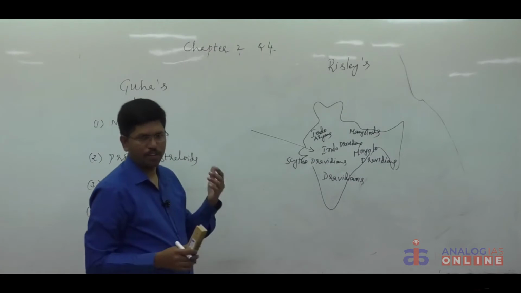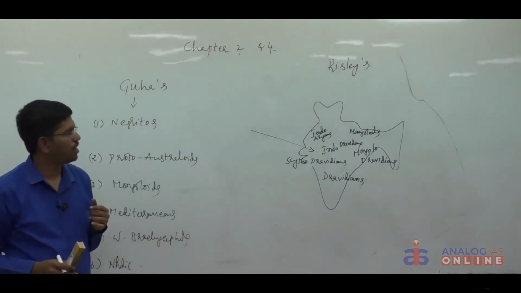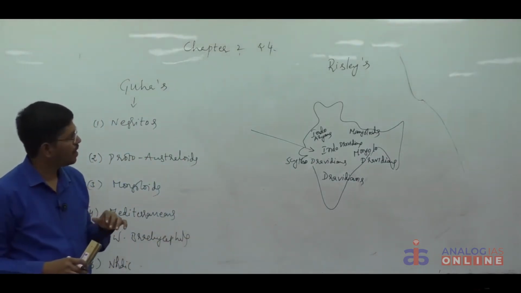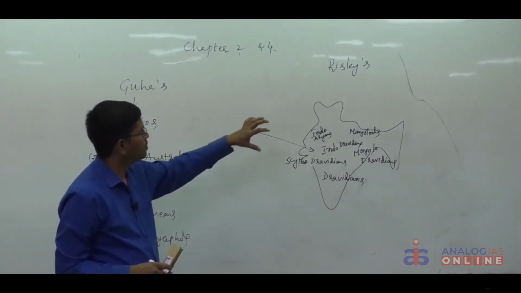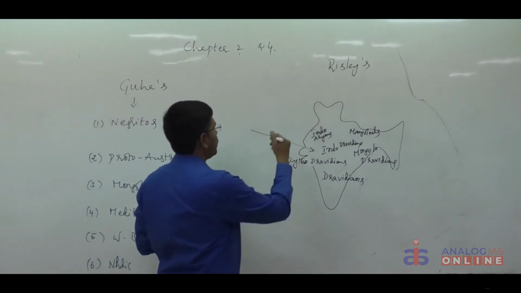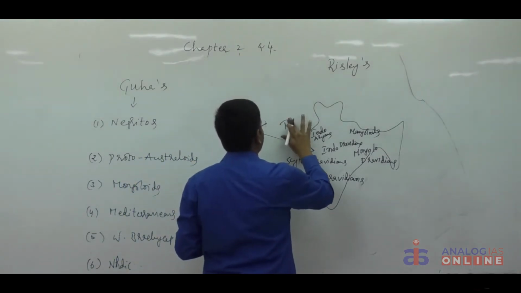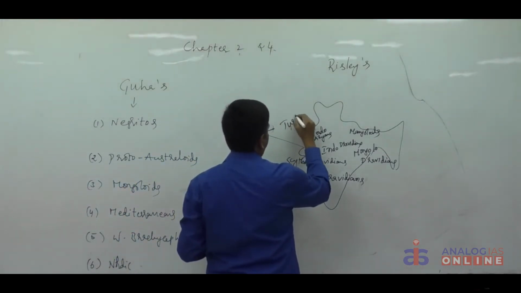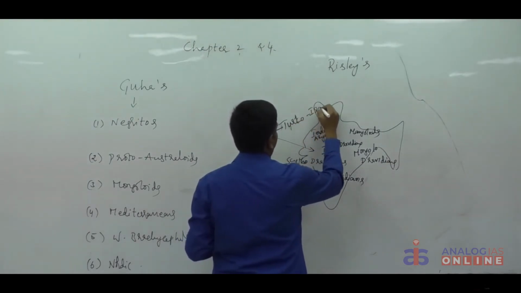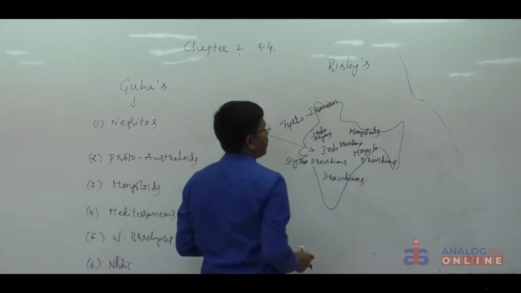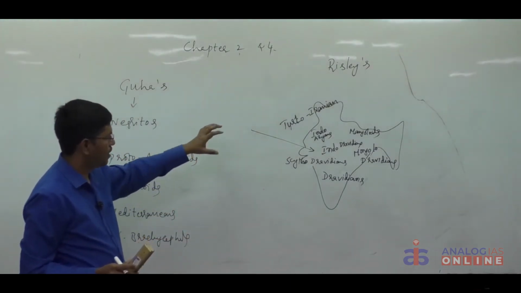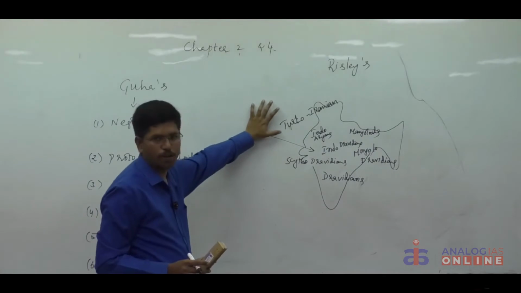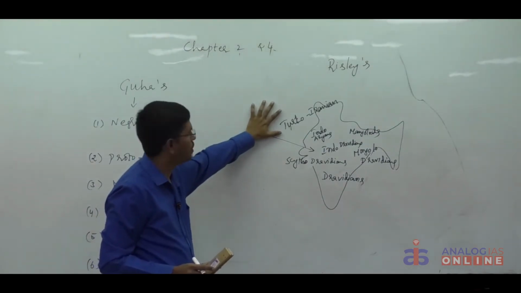Actually, when Risley conducted this survey on the presence of racial elements in India, at that point of time we did not get independence. That's why he studied the Pakistani population also. Here there is one element, that is Turco-Iranian. Risley was the census commissioner. That's why he made a detailed survey of the population. In the Baluchistan region and Afghanistan region, there was one racial element, that is Turco-Iranian.